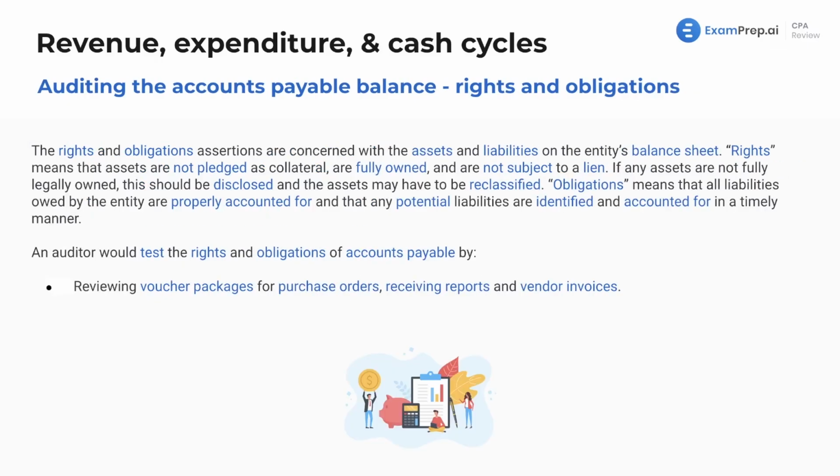Let's talk about rights and obligations. Really, here is going to make sure that we properly present all obligations. Obligations means that all liabilities owed by the entity are properly accounted for and that any potential liabilities are identified and accounted for. What are we going to do here? We're going to review voucher packages for purchase orders, receiving reports, and vendor invoices.